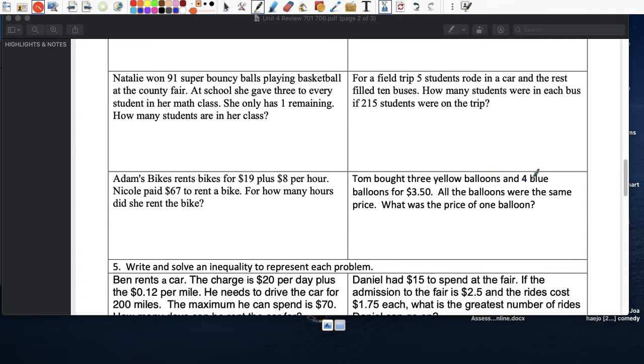3 yellow balloons and 4 blue balloons for $3.50. All the balloons were the same price. What was the price of one balloon? 3 yellow balloons and 4 blue balloons. So 7B, right? 7 balloons in total for $3.50. Well, we're going to divide this by 7, divide this by 7. So each balloon was 50 cents.